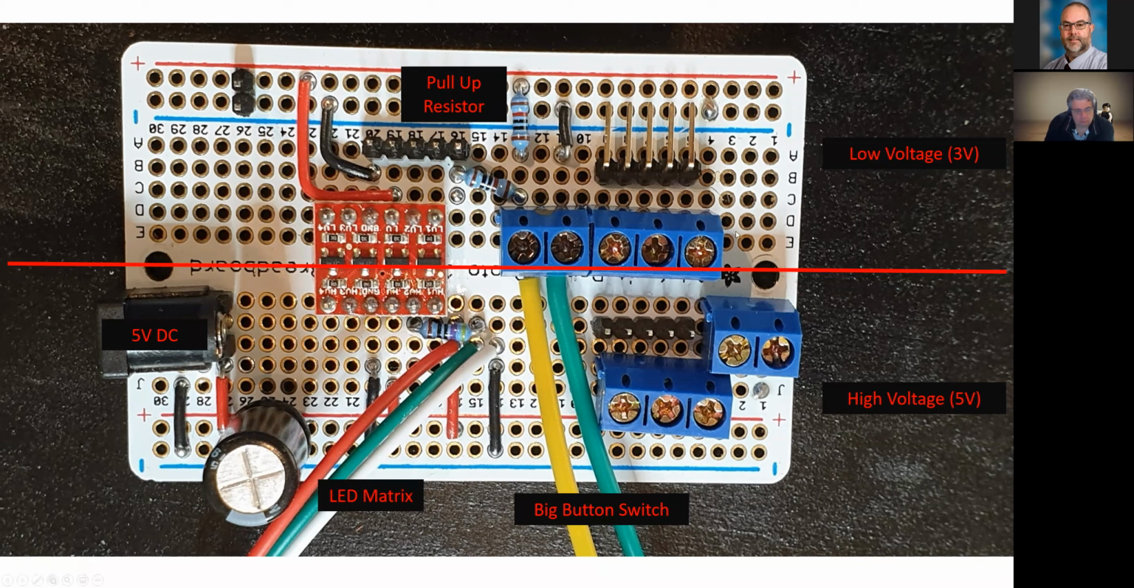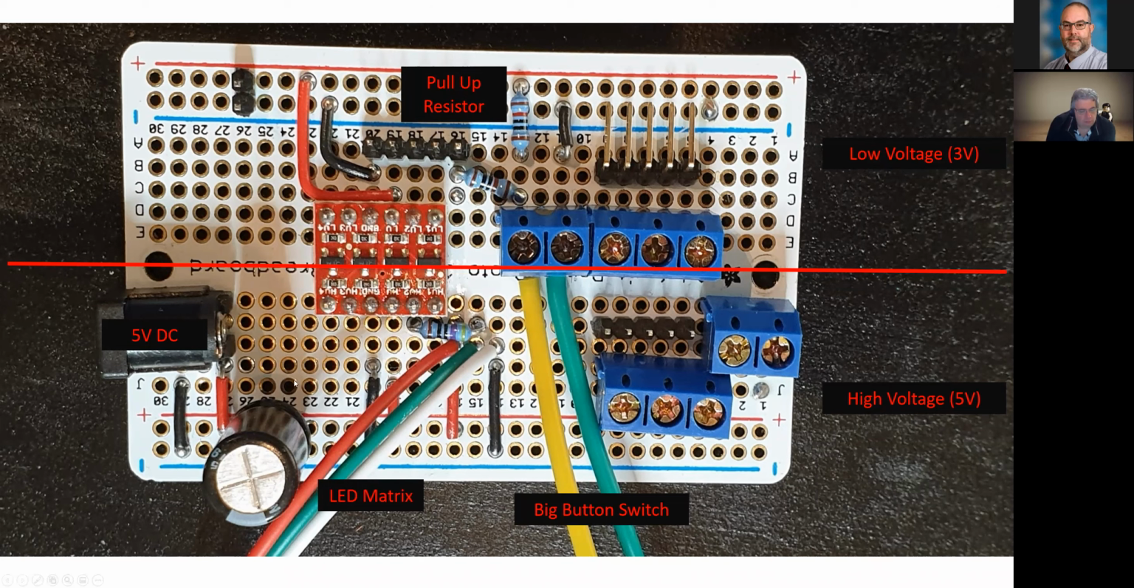So everything above the red line is low voltage. So this is the 3.3 volt side that goes to the Pi. I've also added some pull-up resistors. Remember I said I wanted to do some of the hardware control. So that would make sure that if the button's not pushed, that it's held high, so you don't get noise on the electronics going up and down.